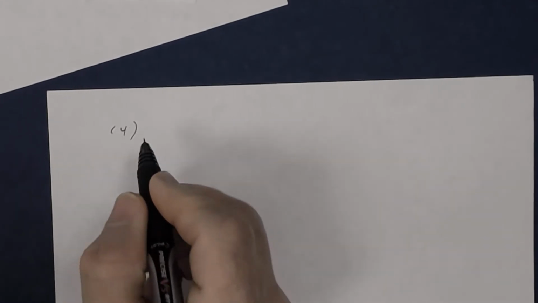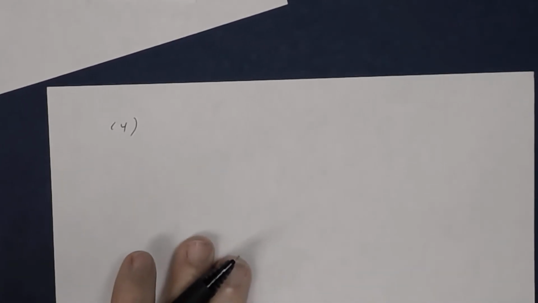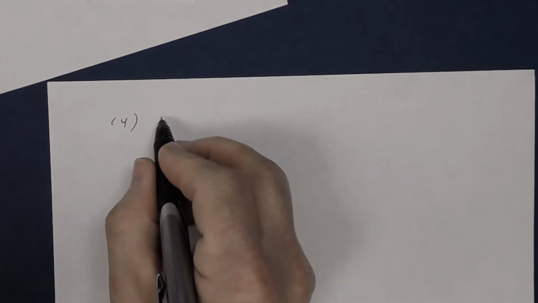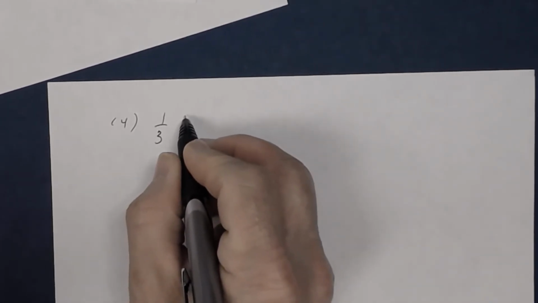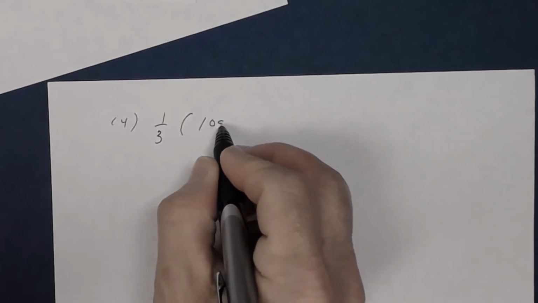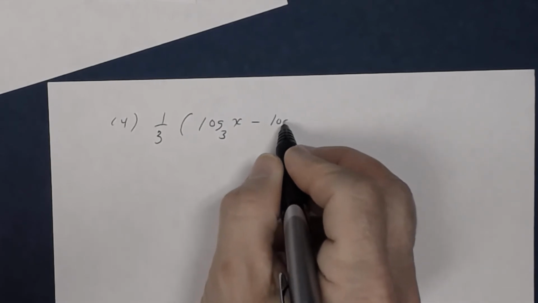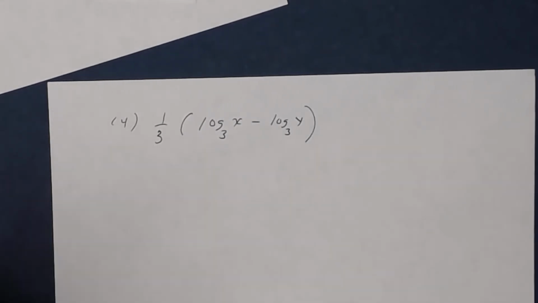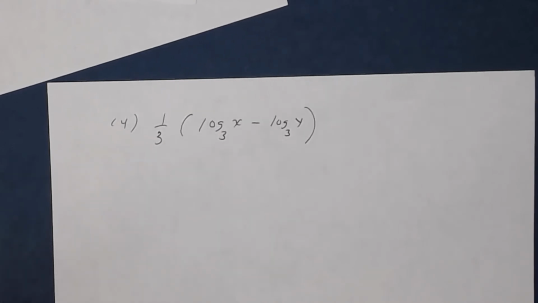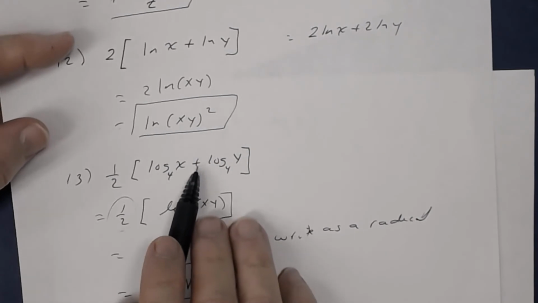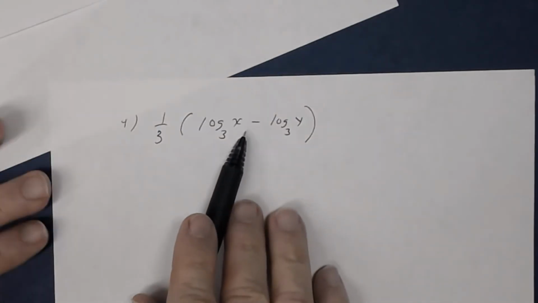Okay, number 14. All right, number 14. Suppose we had this: 1/3 times, in parentheses, the log of x base 3 minus the log of y base 3. All right? So it's very similar to number 13, except instead of a sum of two logs, this is the difference of two logs.